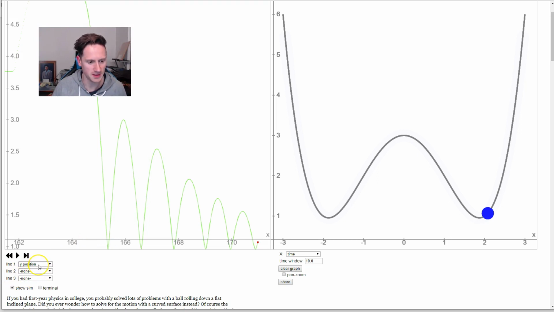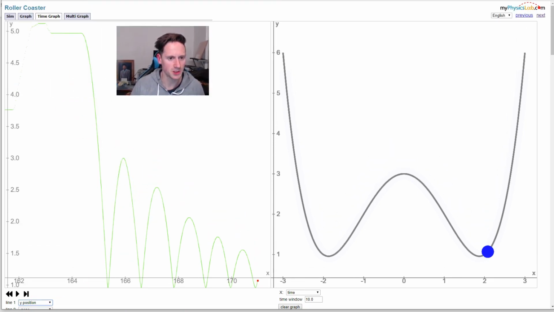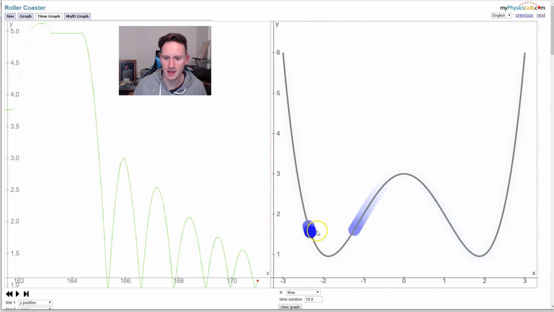Have it set up like me, so it says Y position, and then none and none for the other lines, okay? Now this looks a bit scary, but we won't stress too much about it. So what we're going to do to simulate our roller coaster is I'm going to get the ball, click and drag it, and put it on a value for my height. We'll pretend that the Y axis is in meters, okay?